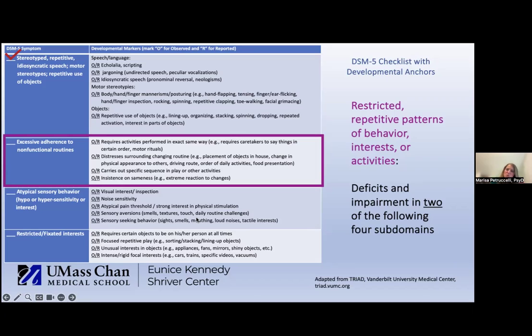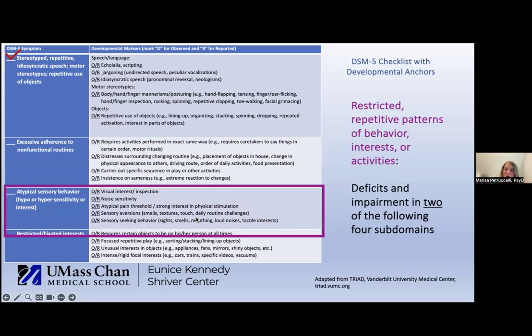So we're considering that when we're looking at the observation of some of these behaviors. But also play sequences requiring other people to perform activities in a certain sequence or a certain way, or requiring a caregiver to do things in a certain order with certain objects only in certain ways.